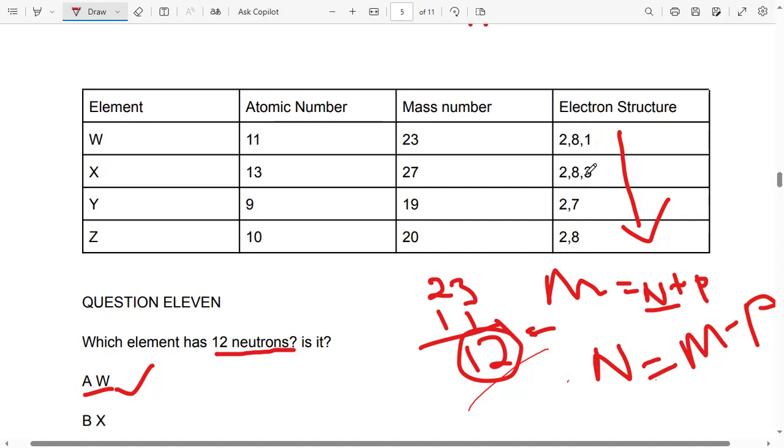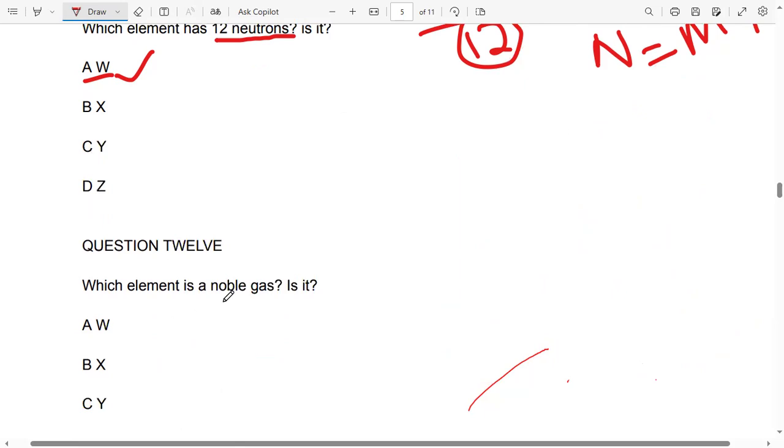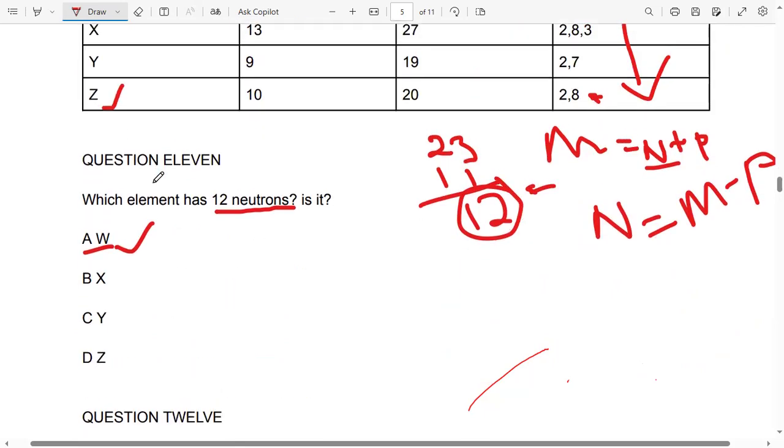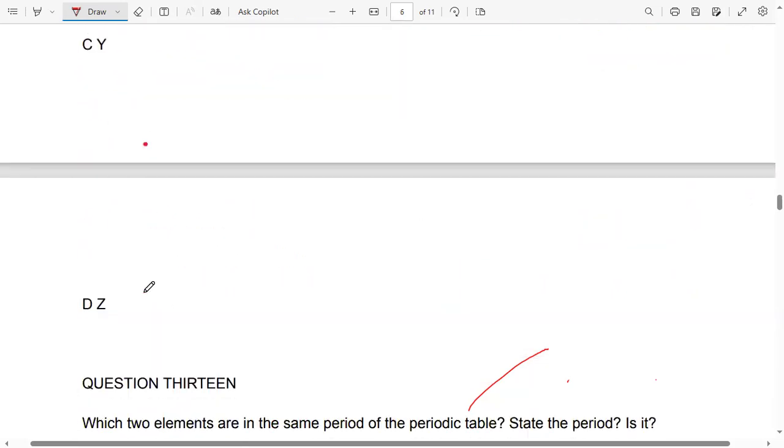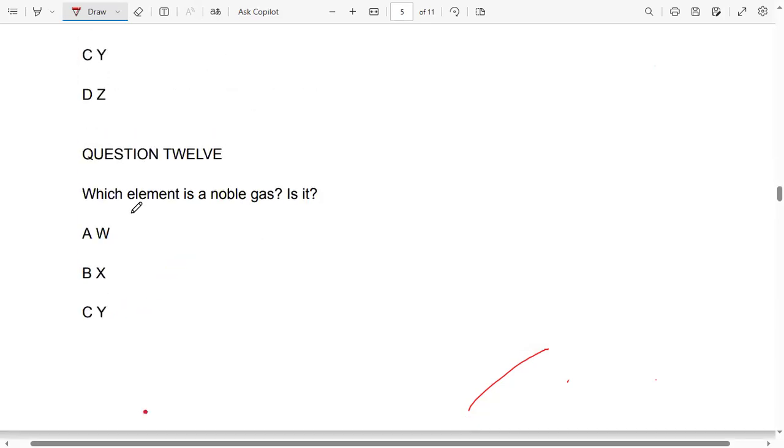This one has 3 in the outer shell, so it has to lose those 3 to attain stability. This one has 2,7, so it has to gain 1 to attain stability. But this one has 2,8. So with 2,8, its octet rule is satisfied. So this is a noble gas because it has a satisfied electronic configuration. So on question 12, we're going to say Z. So this D here is the one which is a noble gas from that table.